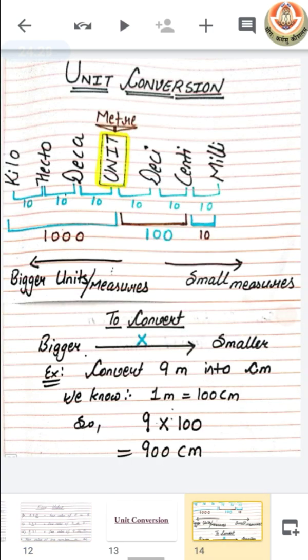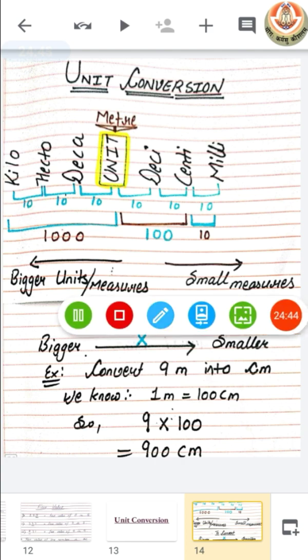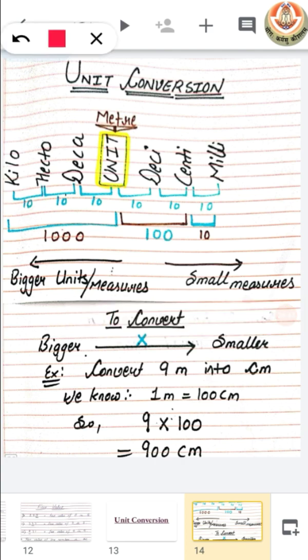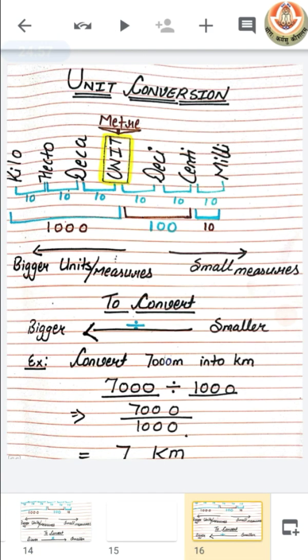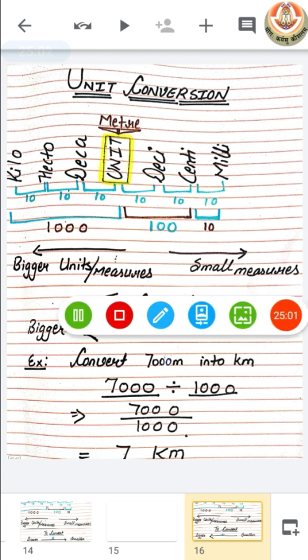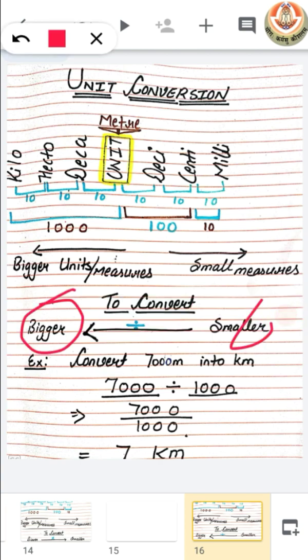Okay, now the next thing is unit conversion. For this we should know how many meters are in 1 kilometer or how many centimeters are in 1 meter, and what we do to convert a particular unit into another one. To convert a big unit into a small unit, we use multiplication, and to convert a small unit into a big unit, we use division.